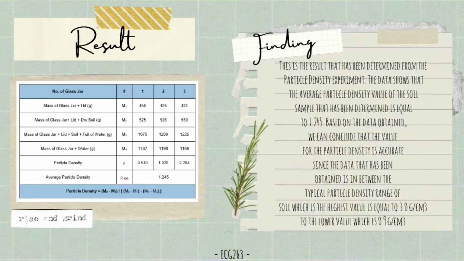This is the result that has been determined from the particle density experiment. The data shows that the average particle density value of the soil sample that has been determined is equal to 1.245. Based on the data obtained, we can conclude that the value for the particle density is accurate, since the data that has been obtained is in between the typical particle density range of soil.